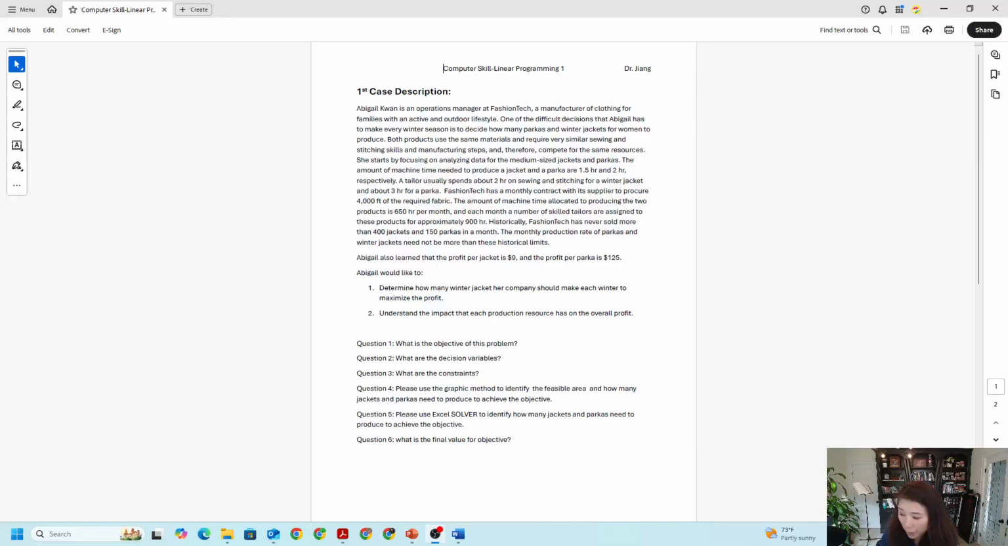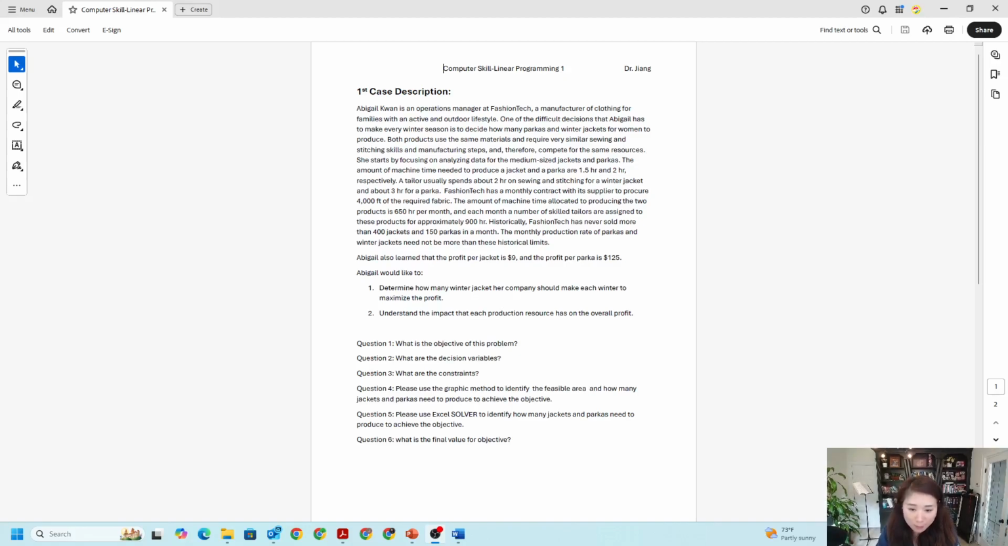But at this point, we haven't got a chance to gain the information about profit. So we haven't got any information about profit yet. Therefore, we keep continuing reading. Abigail also learned that the profit per jacket is $9 and the profit per parker is $150. Now we got the information we're looking for, right?